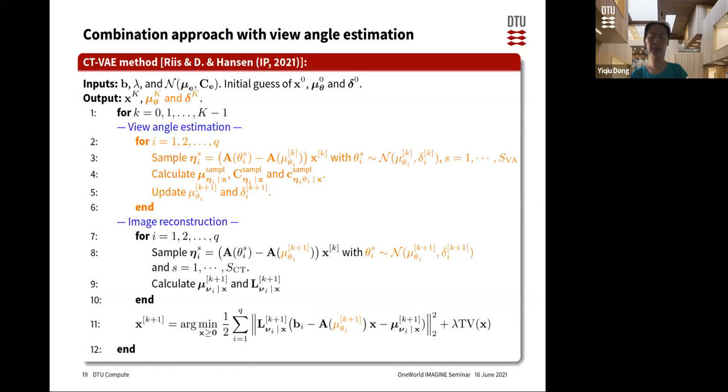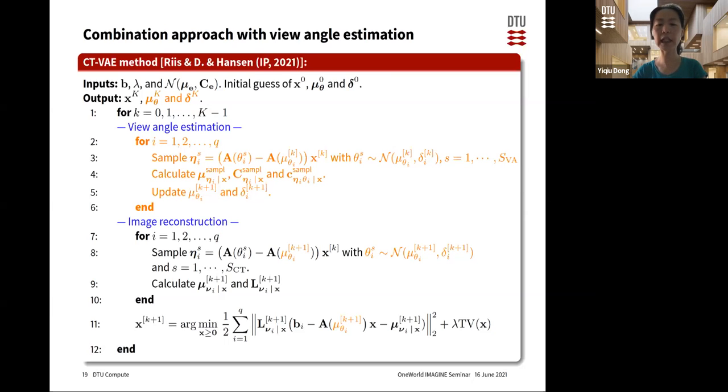So now we come to a new method. The main difference compared to the previous methods is this part, which I highlighted in orange. We add a view angle estimation step. Here we draw samples of theta according to the current estimated distribution of theta, then we calculate the samples of eta. Then we calculate the sample mean, sample covariance, and sample cross-correlation. According to the previous formulas, we update the view angles. After we get the updated view angles, we use the previous method with the new angles to get the reconstruction. Then we alternately update the view angles and the reconstruction. So that's the new method.